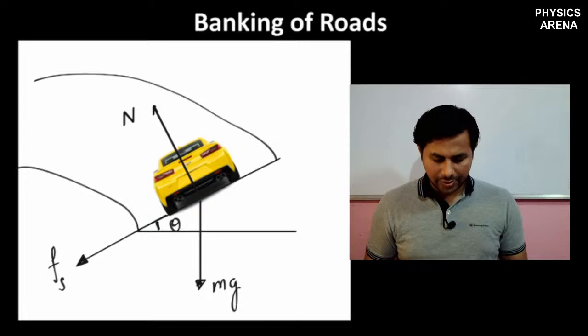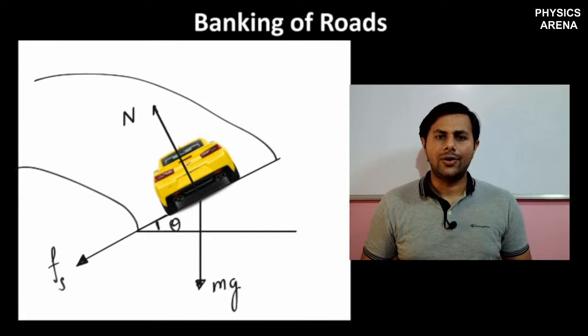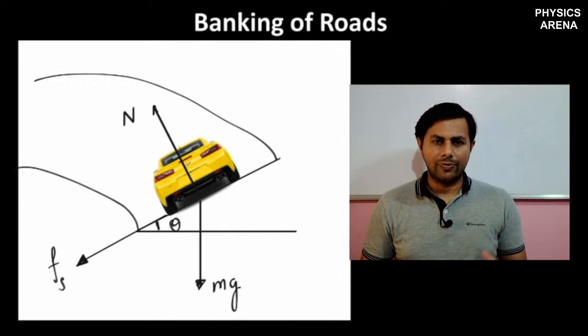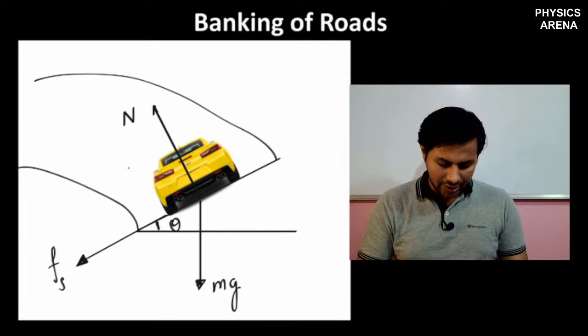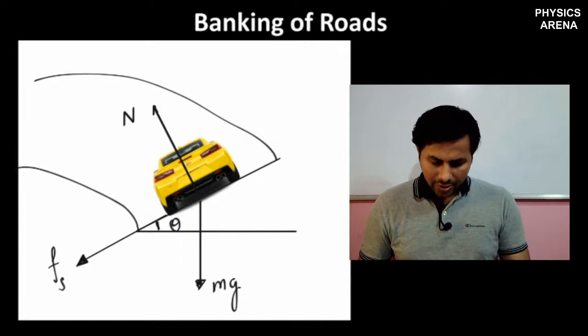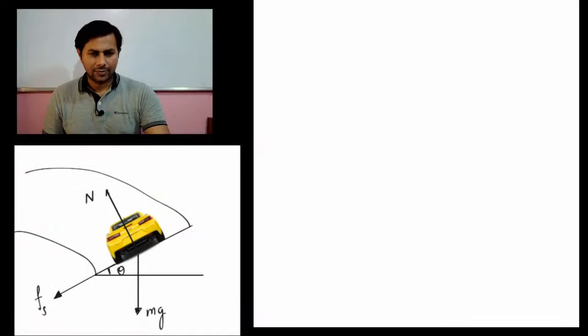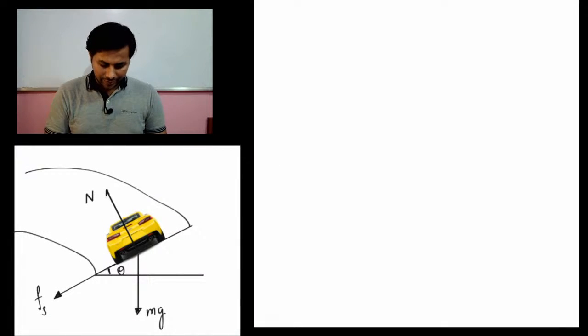So now we have mentioned all the forces acting on this car. So now let's derive an expression for the maximum safety speed limit. So I will redraw these forces over here.